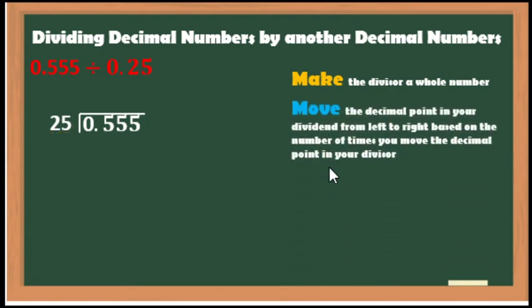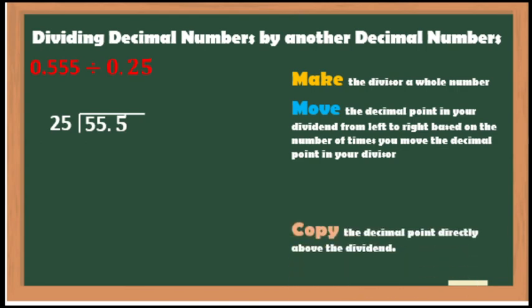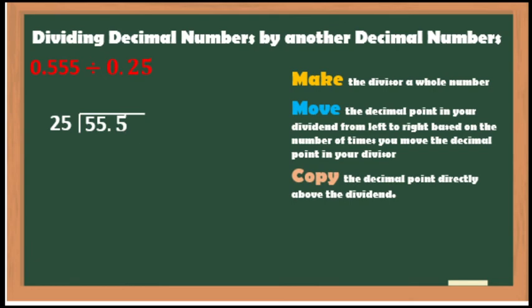Next is move the decimal point in your dividend, based on the number of times you move the decimal point in your divisor. Since we move our decimal point in our divisor twice, we need to move the decimal point in our dividend twice. We have 1, 2. So that will become 55 and 5 tenths. Next is copy the decimal point directly above the quotient or above the dividend. Make sure that the decimal points are aligned. Then, divide as whole numbers using the DMSB. Divide, multiply, subtract, and bring down.